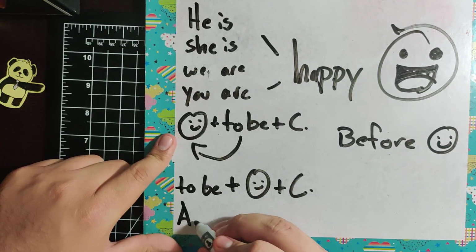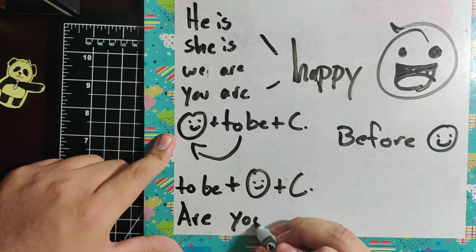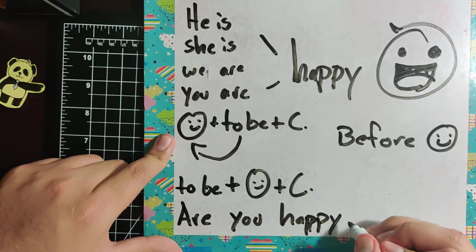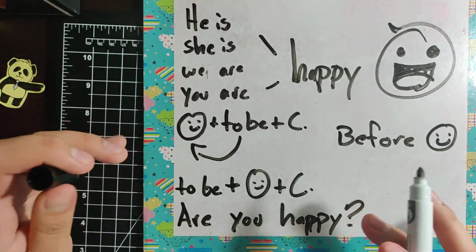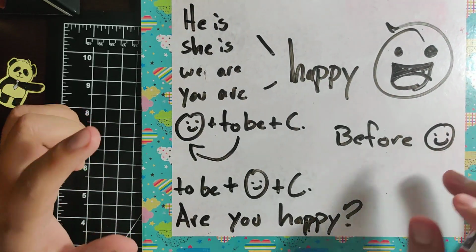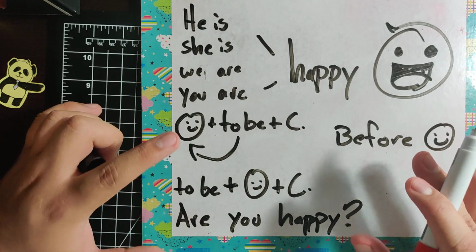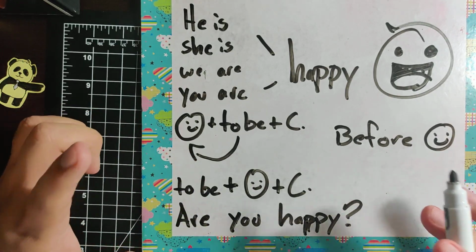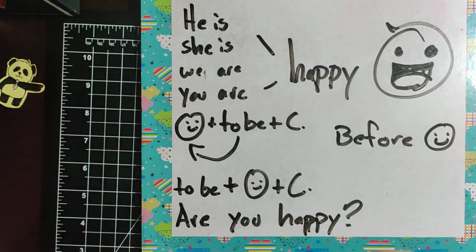Example. Are you happy? I know what you're saying. This is so simple. Esto es bien fácil. Don't worry. At the end, ya les voy a decir cómo pueden usar esto en forma de más difícil. Okay? But are you happy?